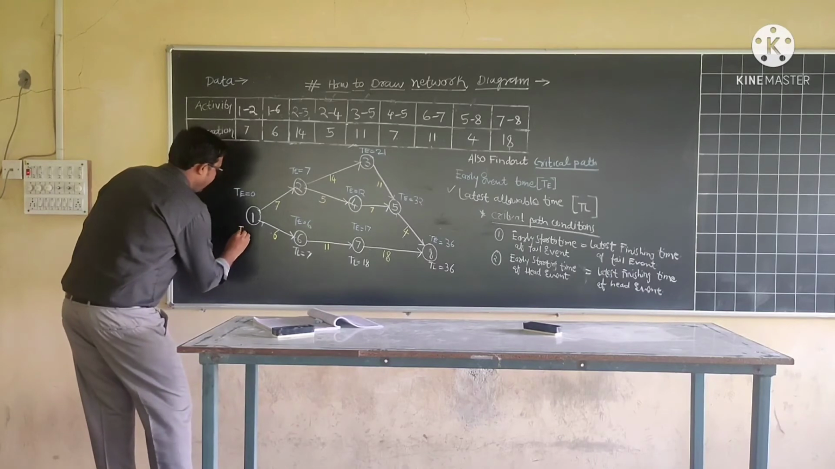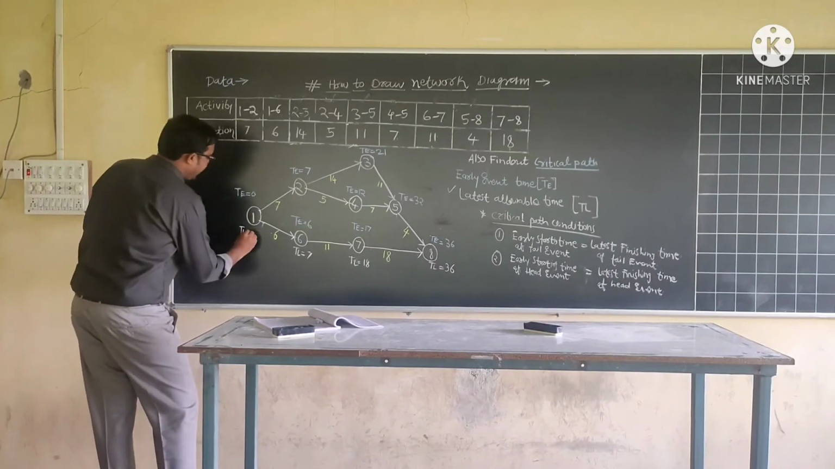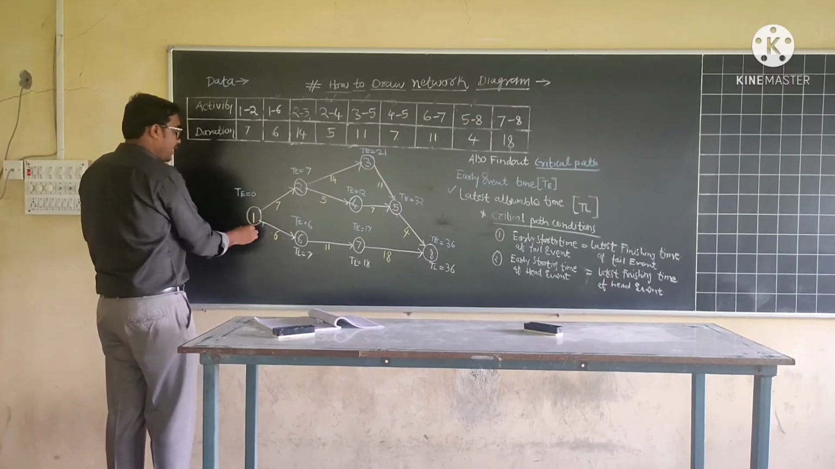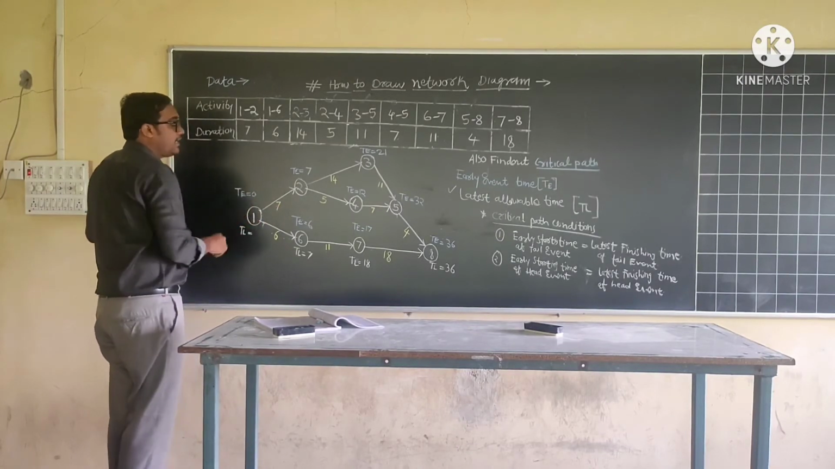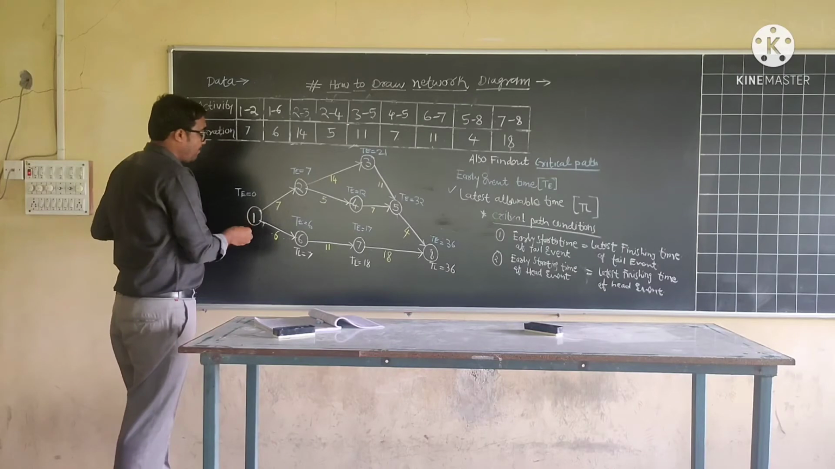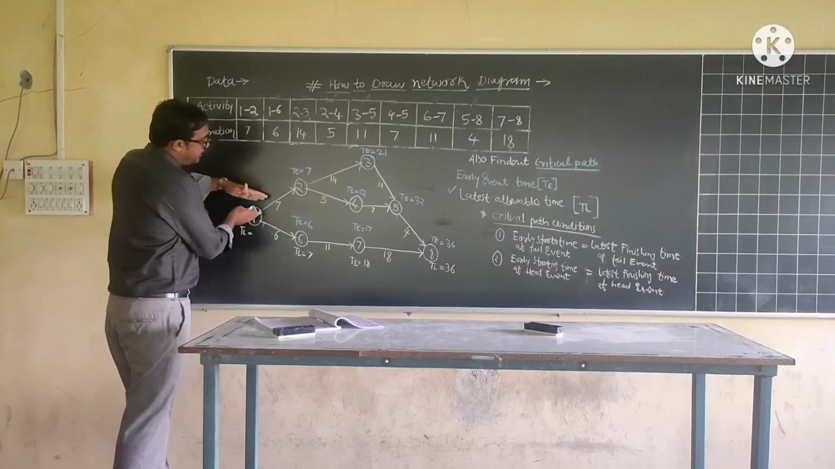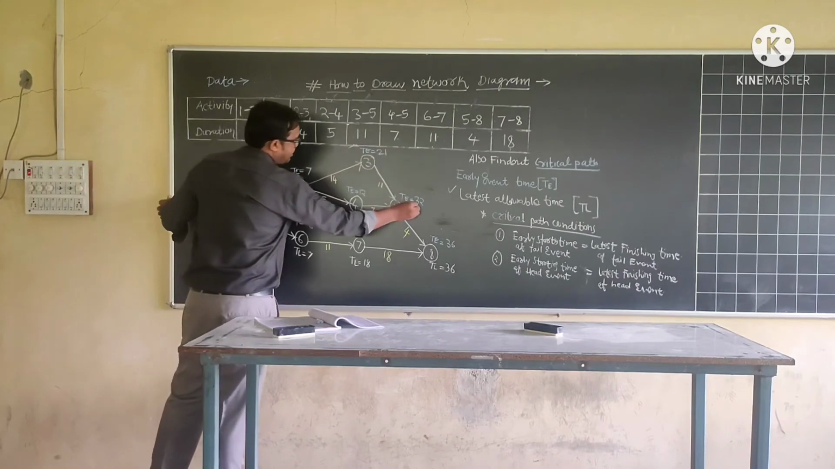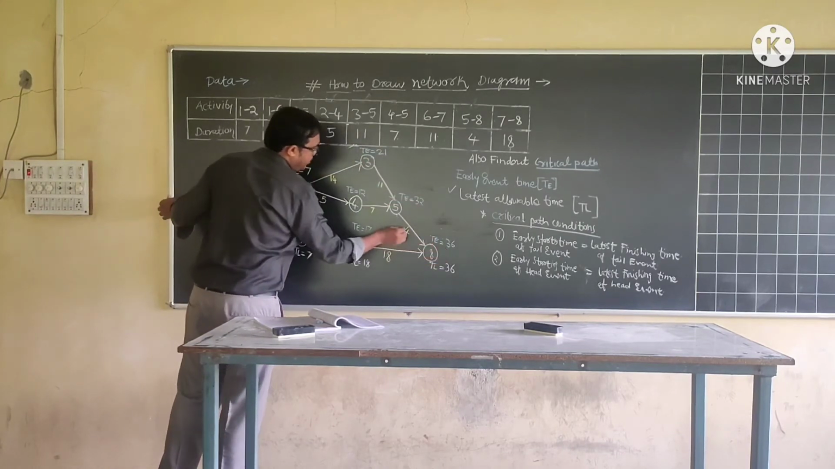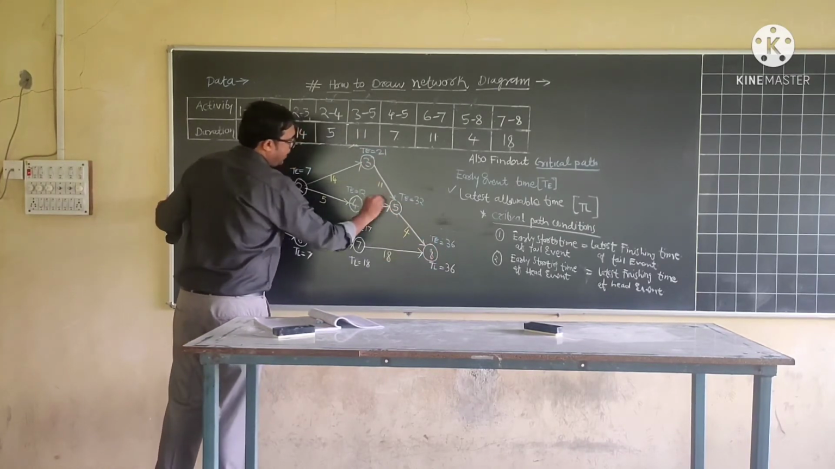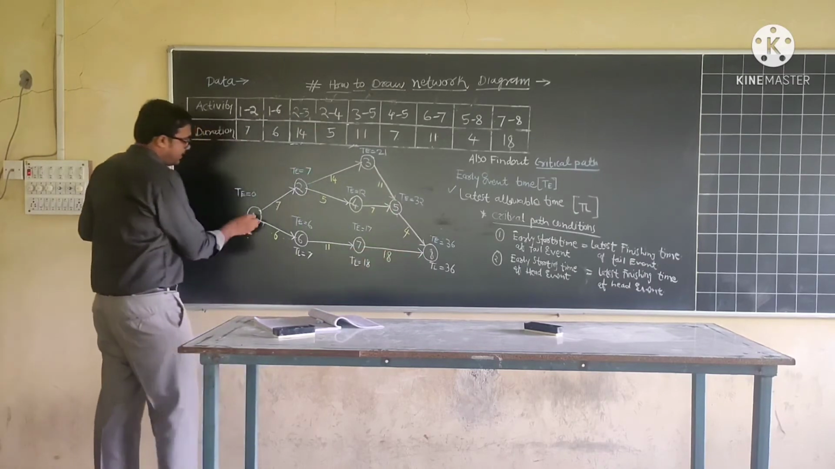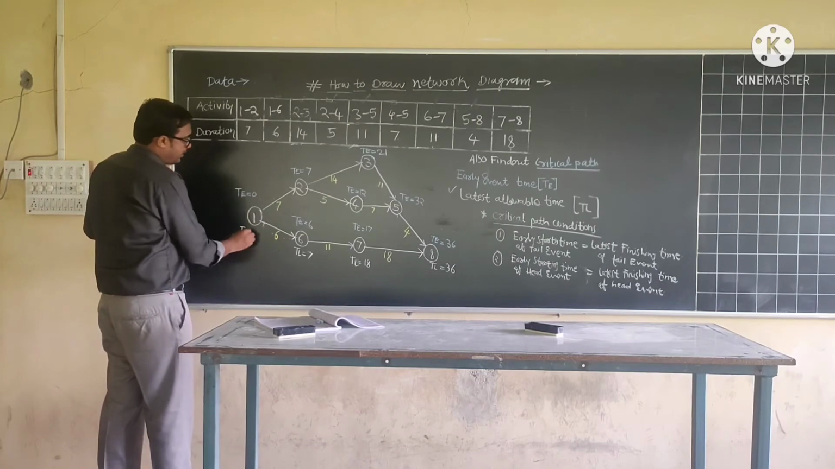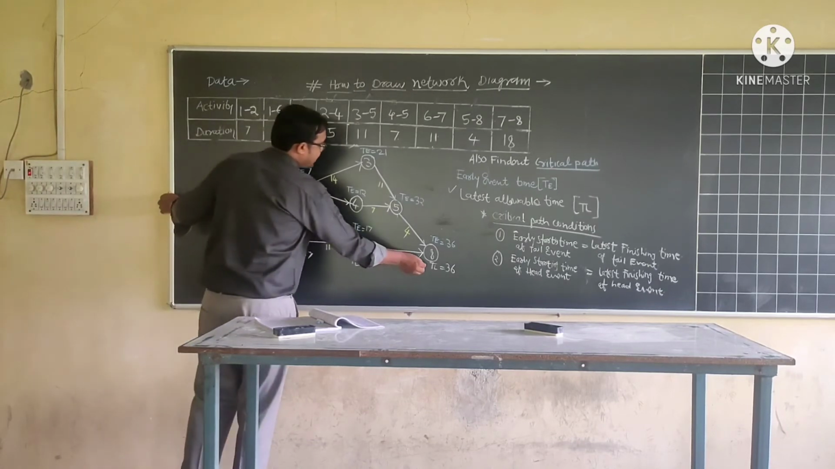For the TL value we will take the minimum of these two, because event number 1 is a diverging event. From event number 1, two activities diverge, therefore we will take the minimum. Here we have taken the maximum value, because at these events two activities merge, and at this one two activities diverge, therefore we will take the minimum value.